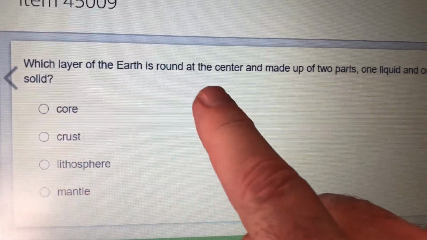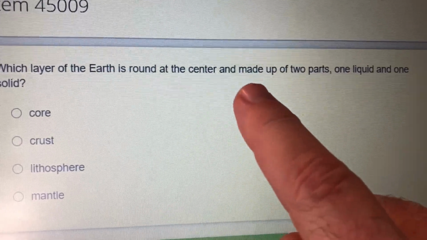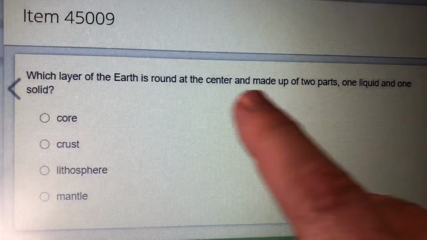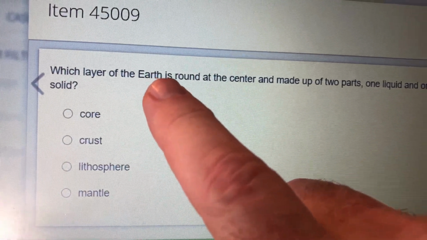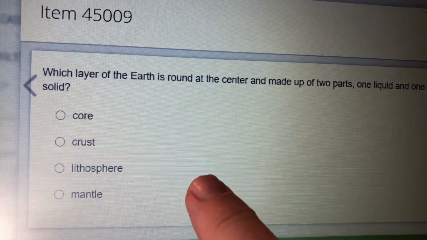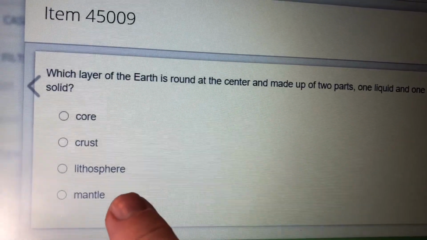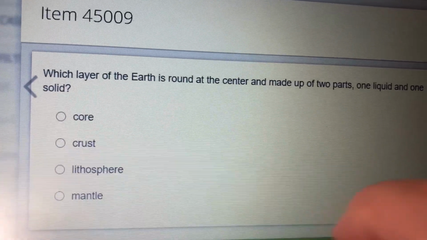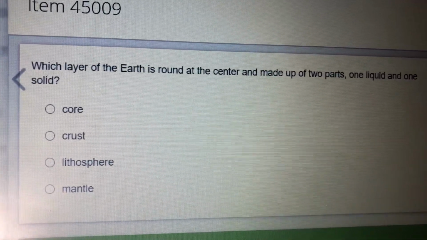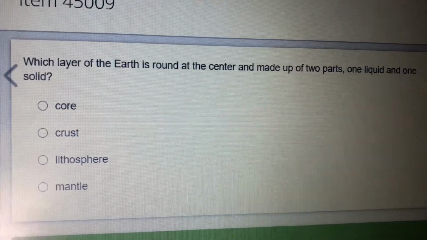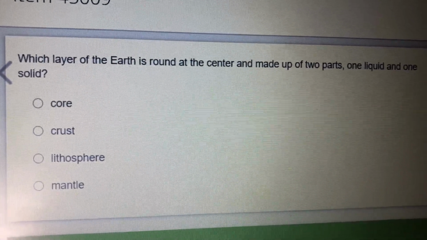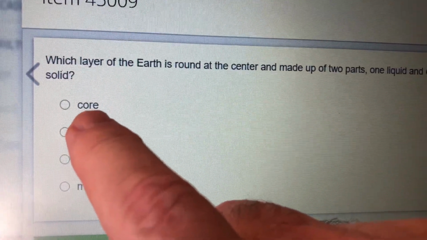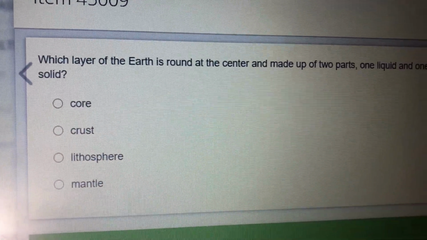Which layer of the Earth is round at the center and made up of two parts? One liquid and one solid. At the center, remember the peach? Was it the mantle, lithosphere, crust, or core? Which one is it? Talk it with your friends, or if you're by yourself, look at your notes or look in your brain. It is the core. That's right. It is the core, right at the center.